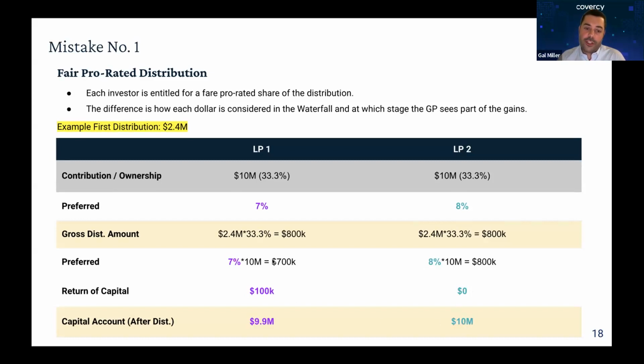Now, GPs sometimes just want to pay 700 plus 800, but if you paid just that, it would be split between those two investors because they have the same ownership in the deal, so you cannot pay them differently in the gross payment.